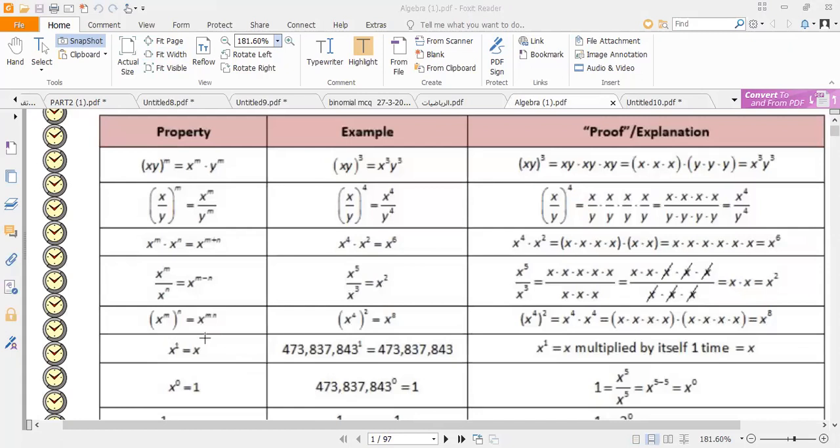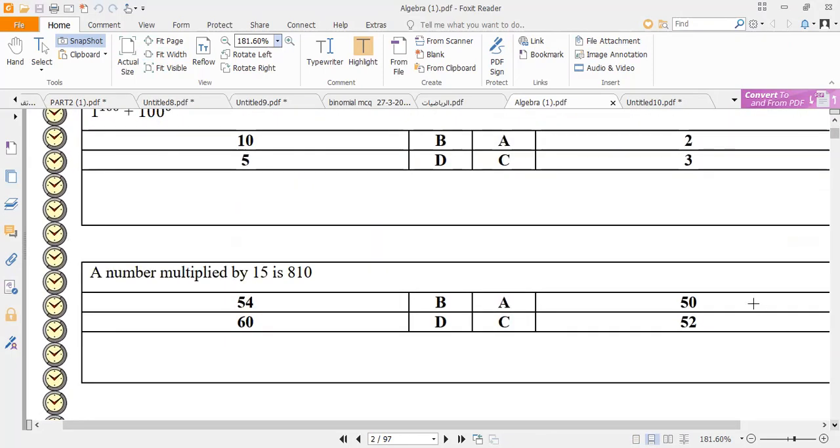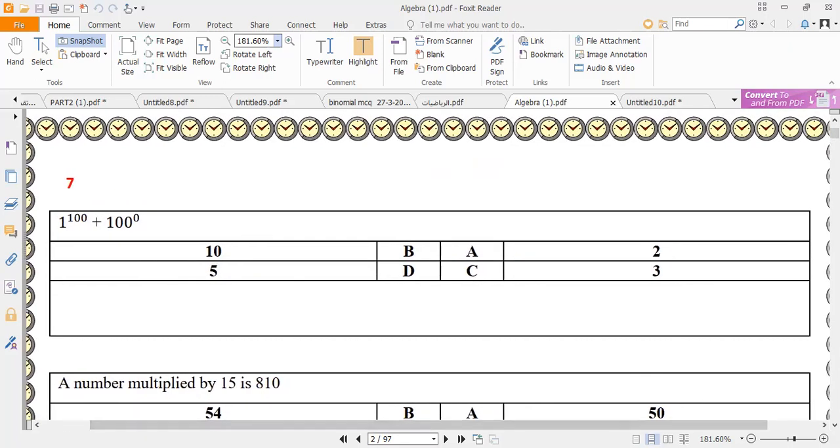Don't forget these 2 points. X to the power of 1 will be x. X to the power of 0 will be 1. So any number to the power of 0, your answer must be 1. Let us practice here on some questions regarding that. As you see, this sheet contains 97 pages. Starting from page number 7, till the end, it is a collection from the previous exams, or past papers.